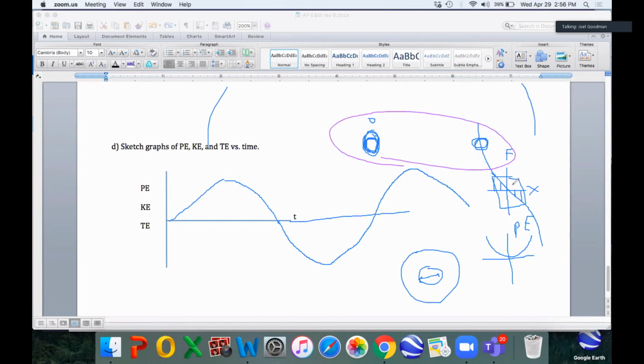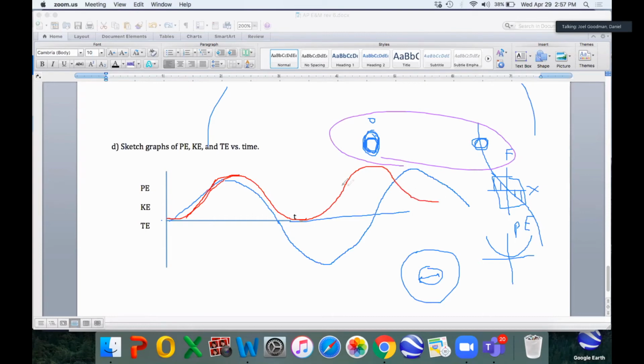So does everybody get what I'm trying to say? The PE, we already used the formula. It's 1/2 kx squared. So if x is positive or negative, the graph for potential energy is going to have to curve up, reach some sort of maximum, and it's going to stay there for a while. Now remember, this is a graph versus time, not x. So once it's at maximum potential energy, it stays there for a moment, then it comes back down. It's curving.